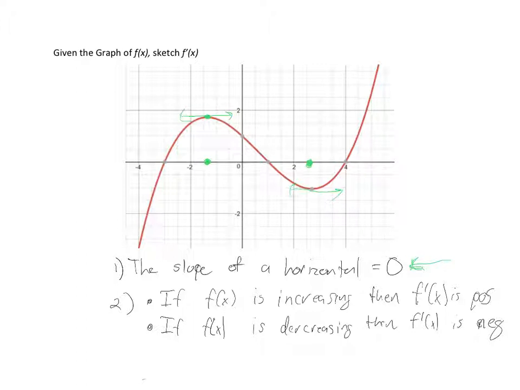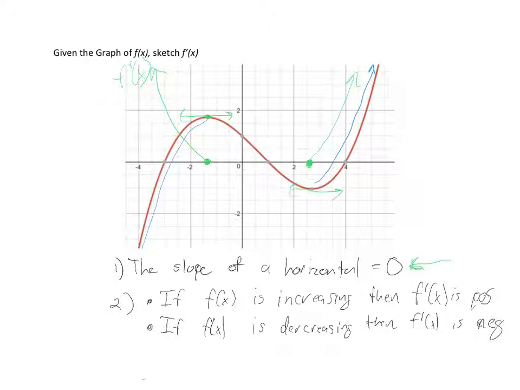Next, if f of x is increasing, then the derivative is positive. Well, if you notice, all during this time here, the function is increasing. What that means is everywhere that blue is, all during that time, for all of those x values, the derivative actually must be positive if I'm graphing f prime of x. Okay? And then if I look over here on the right side, during all this time, f prime of x is also positive because the function is increasing.